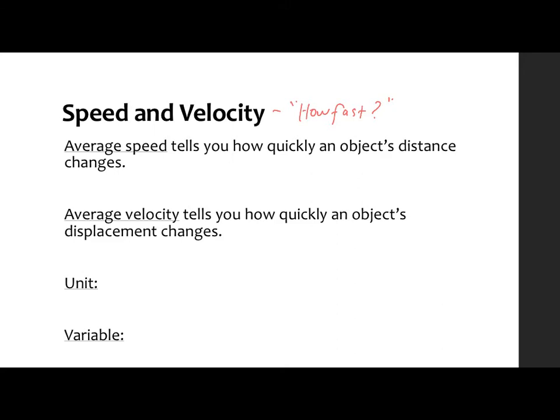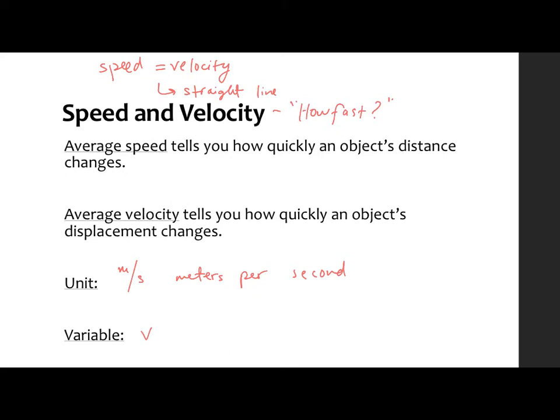So this is a rate of how quickly your distance changes. So this is a rate of distance over time, or displacement over time. So meters per second is our unit. And the variable we use for both of them is v, v for velocity. Speed and velocity also equal each other in the scenario where distance and displacement are the same. So this is in a straight line. So they're not equal to each other when you start to change directions.